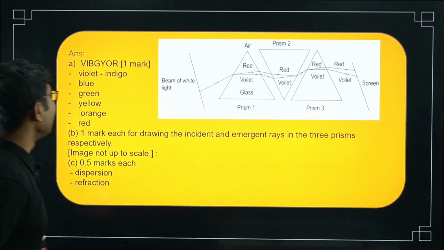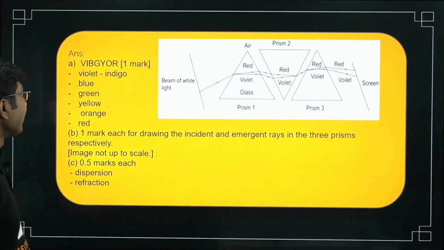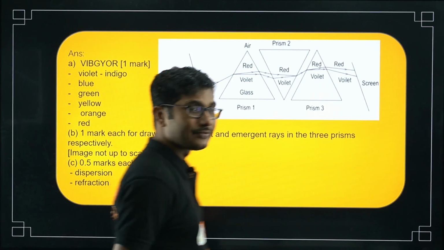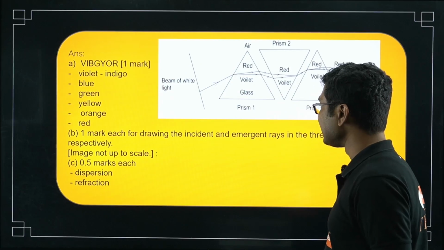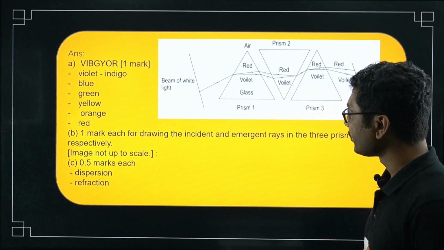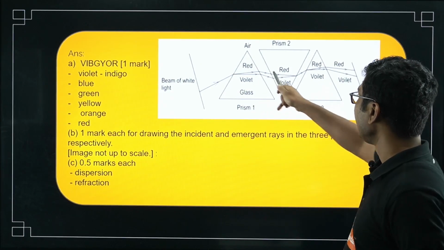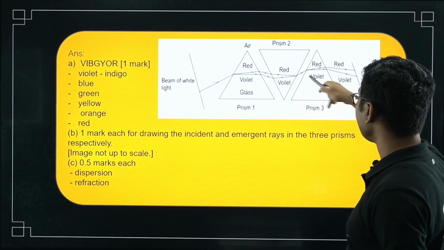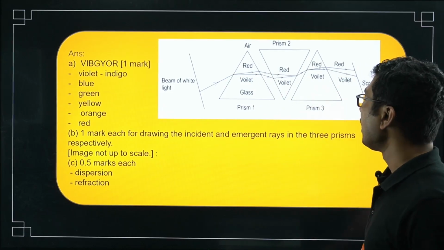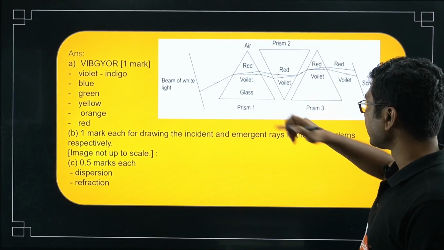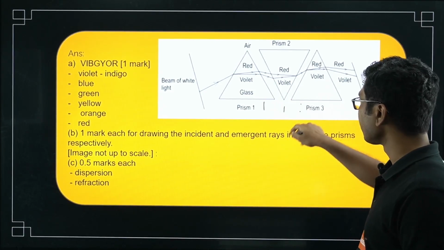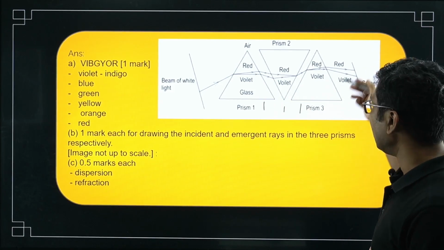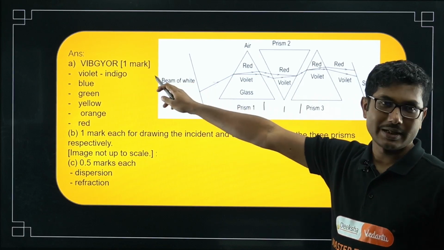on the screen. So VIBGYOR, 1 mark: violet, indigo, blue, green, yellow, orange, red. So all the colors that you get are VIBGYOR. You have to mention the names. 1 mark each for drawing the incident and emerging rays in the 3 prisms respectively. So for the incident ray you get 1 mark, for the refracted ray you get 1 mark, for each prism. So incident and emergent ray you get 1 mark for this prism, 1 mark for this prism, 1 mark for this prism. So that is 3 marks and 1 mark here, 4 marks.